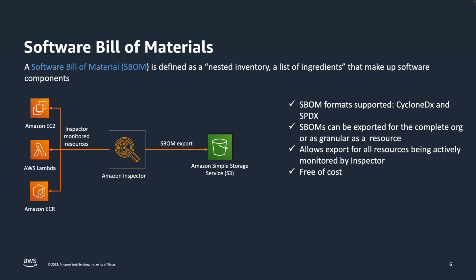SBOMs exported from Inspector can help you gain visibility into your software supply chain. You can garner information such as the most commonly used packages and associated vulnerabilities across your organization. Once exported to S3, you can use Athena or QuickSight to run queries on these reports. Now let's look at how you can generate an SBOM from Inspector.